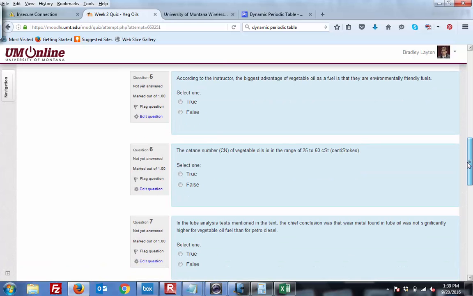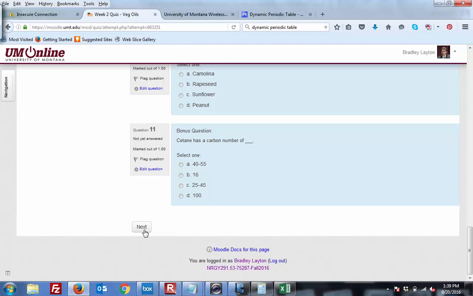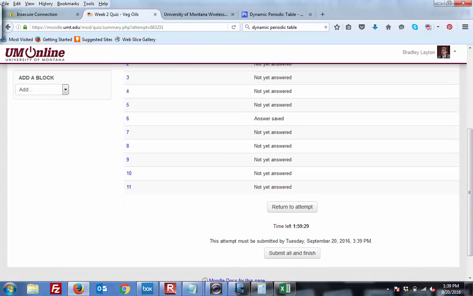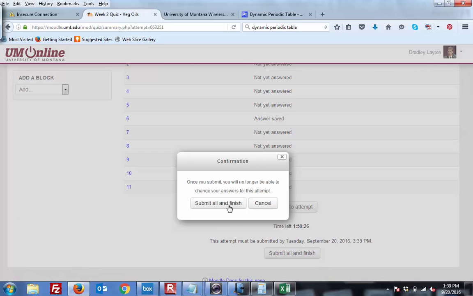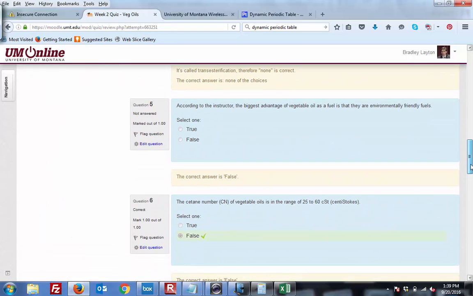Cetane number of oil, vegetable oils range from 25 to 60, that's false, isn't it? Well, let's plug that in and see what we get. Got one right. I did. Well, it's the only one I attempted. So the cetane number of vegetable oils is in the range of 25 to 65 centistokes.